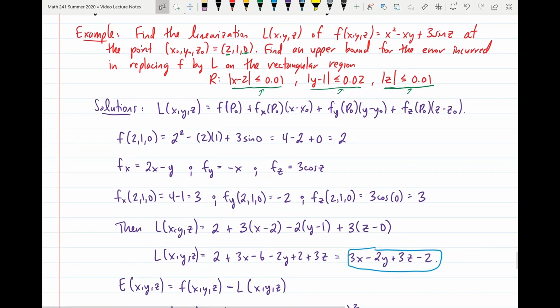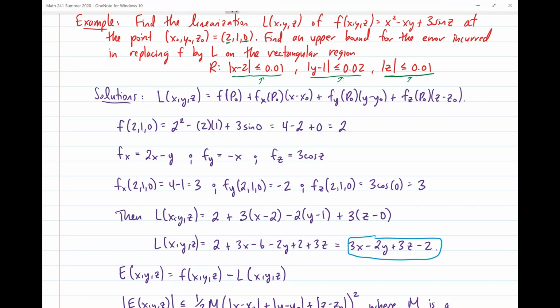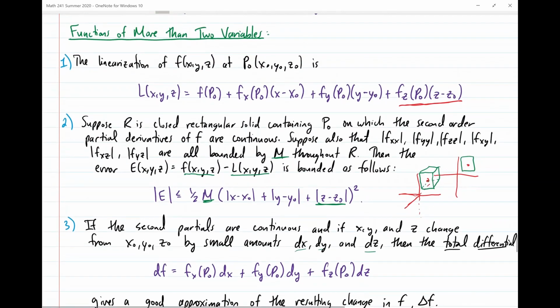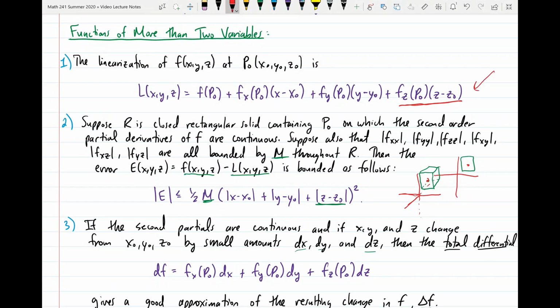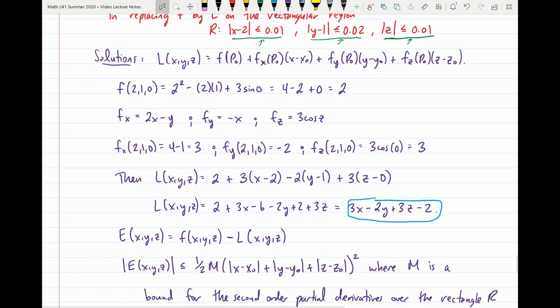So let's get into the solution for this example. The linearization L of x, y, z will be equal to f at p naught plus partial x at p naught times x minus x naught plus partial y at p naught times y minus y naught plus partial z at p naught times z minus z naught. This is just using the definition of the linearization from before, generalized to a function of 3 variables.